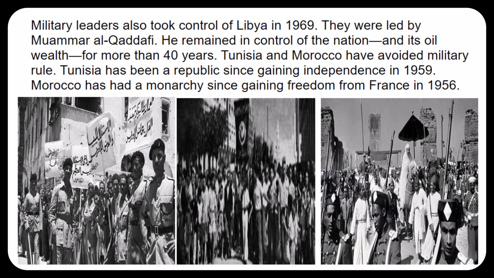And now we can go to question number 14. What military dictator was able to seize control of Libya in 1969 and rule for more than 40 years? That is Muammar al-Gaddafi. Question 15. What kind of government has Tunisia enjoyed since winning its independence in 1959? It has been a republic. Question 16. What kind of government has Morocco had since winning its independence in 1956? Well, they have had a monarchy, so ruled by a king/queen, since that time.